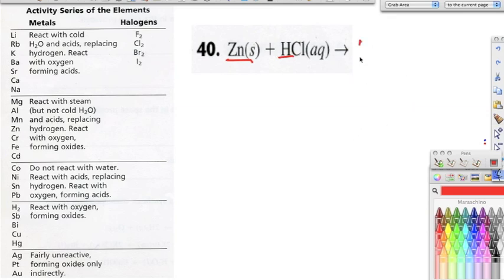So hydrogen will now be by itself, and we write H2 because it's a diatomic. And zinc's going to be bonded with chlorine. Remember, zinc always has a +2 oxidation number, and then chlorine's -1. Zinc, we just have to know and have that memorized.